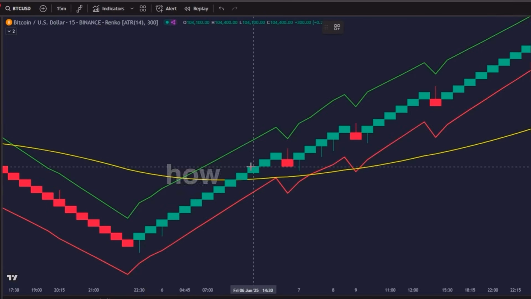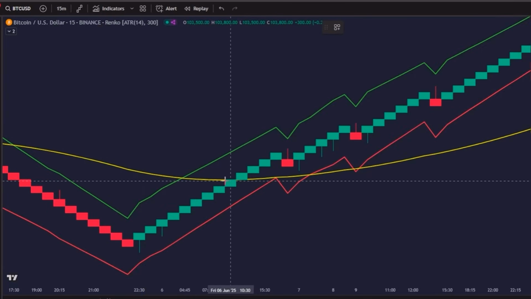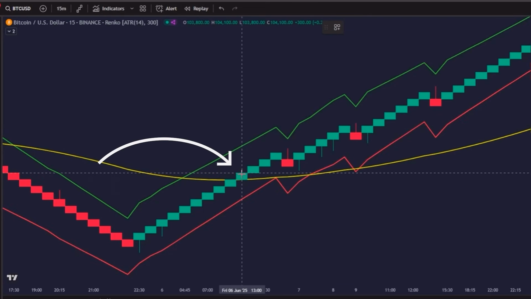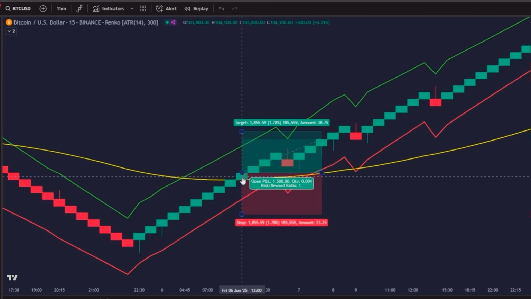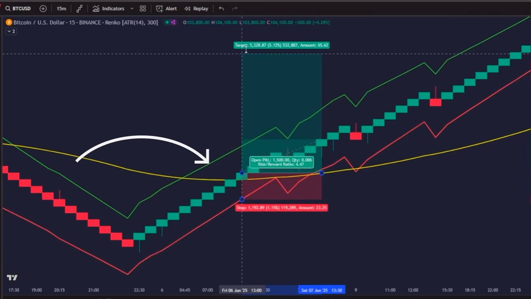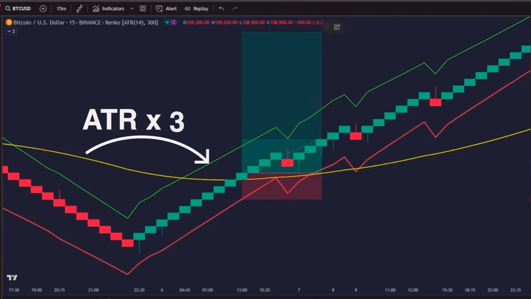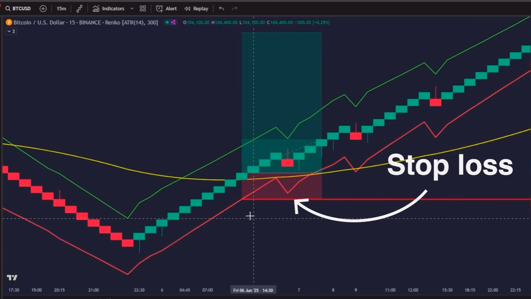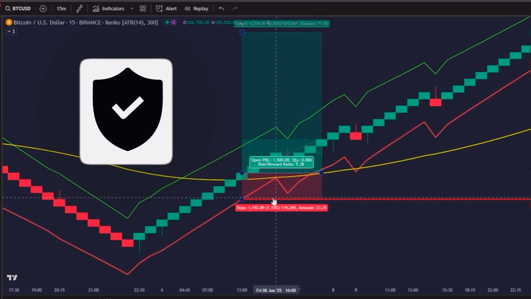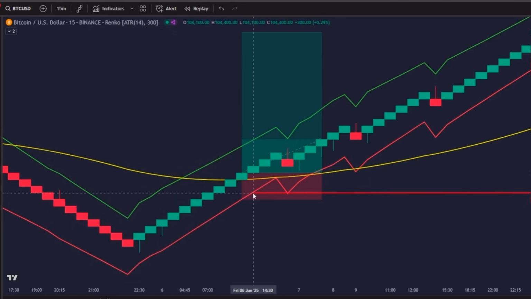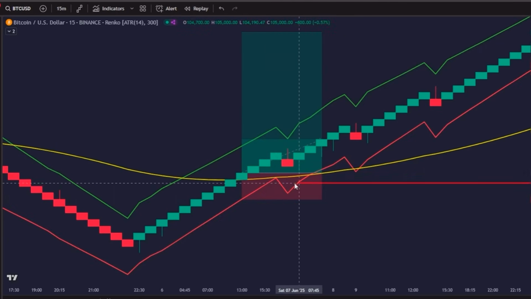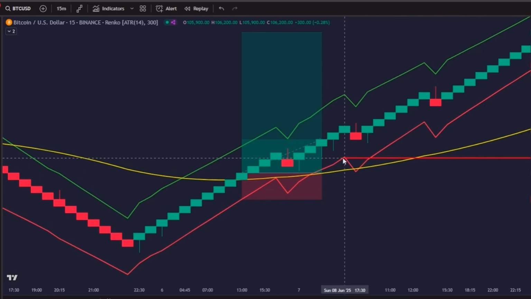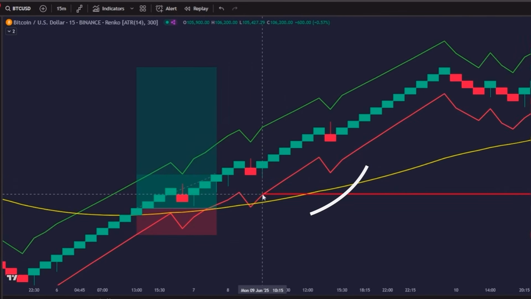Let me give you an example of how this works in practice. At this moment here, a new green brick crossed and closed above the 50 EMA. That's our buy signal, so we open a long trade right there. At the moment of the entry, the ATR bands are automatically calculated, 3 times the ATR value. The lower band becomes our stop loss, so if the trade goes against us, we are protected. Now here's the interesting part. As the trend continues higher and new Renko bricks are formed, the ATR bands also move upward. And because we are using them as a trailing stop, our stop loss moves up as well.